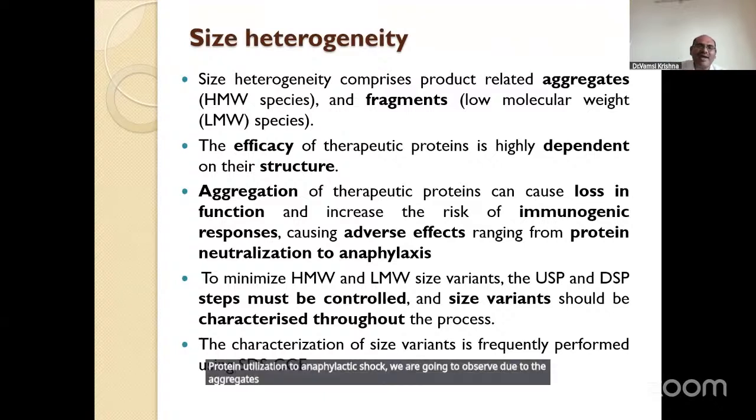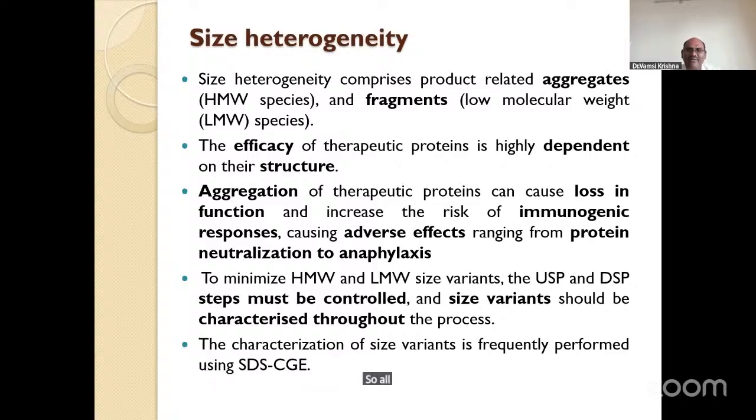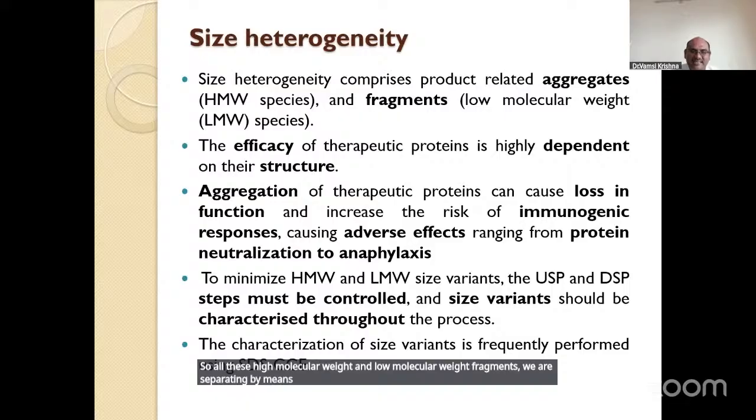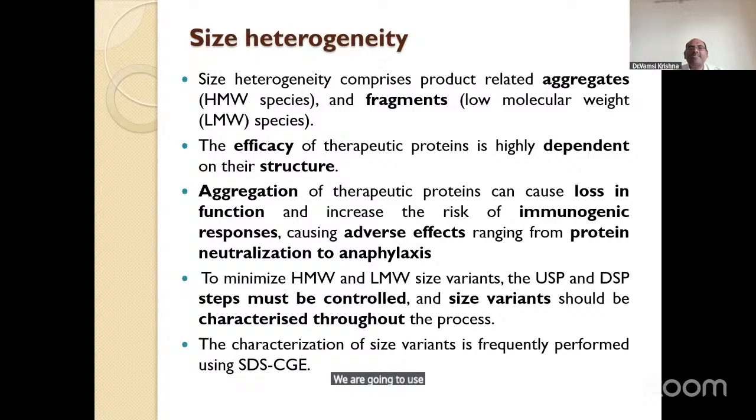So that's why it is very important during biopharmaceutical production to monitor the aggregates and the fragments. All these high molecular weight and low molecular weight fragments we separate by means of CGE, that is, sodium dodecyl sulfate capillary gel electrophoresis, which we commonly use. Next slide, please.